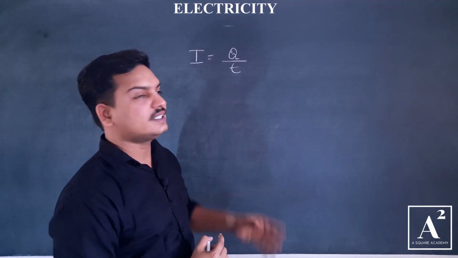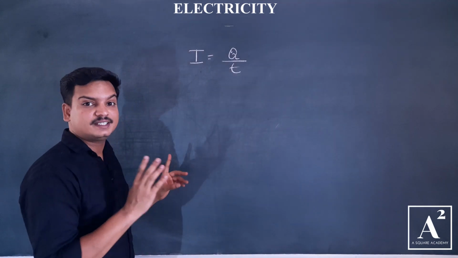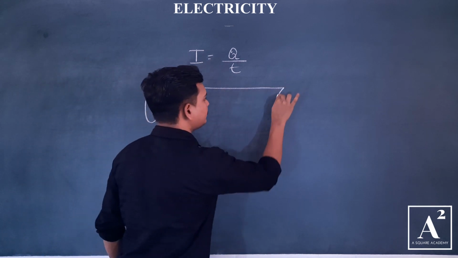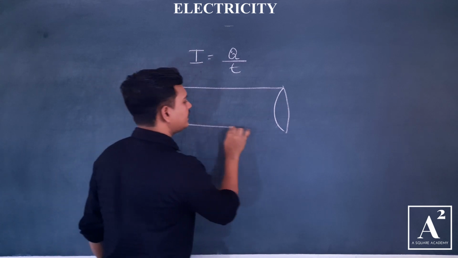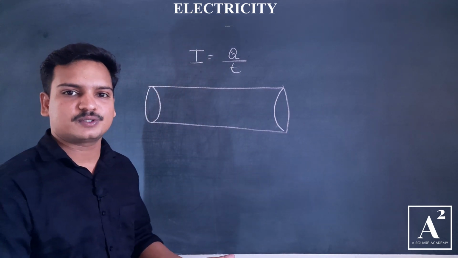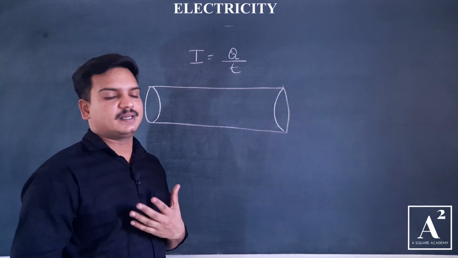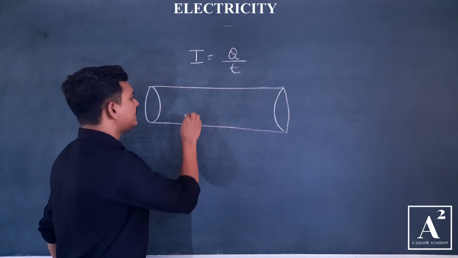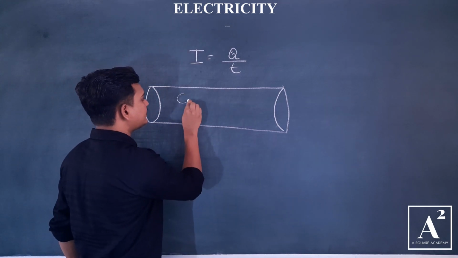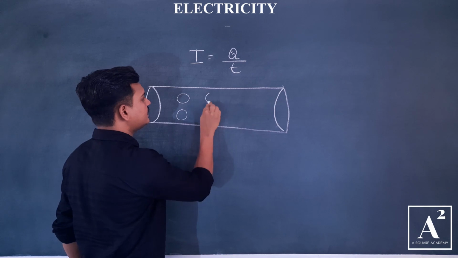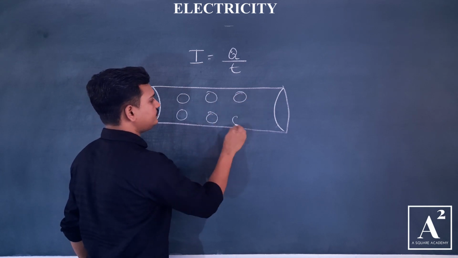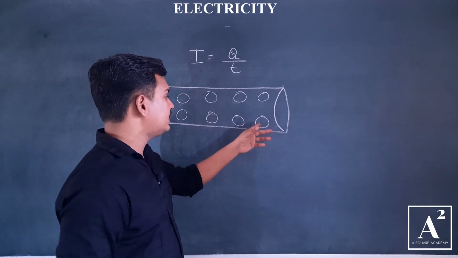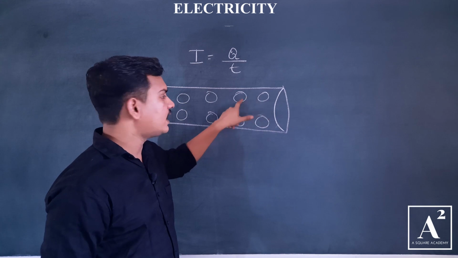Okay, so let's discuss this. Consider a conducting material. So this is a conducting material. It can be a metallic piece. Because we said the majority of conductors are metals, here we have a metallic conductor. In this metallic conductor there will be many atoms, right? So let's imagine these are atoms. If it is an iron rod, these are the atoms of iron.